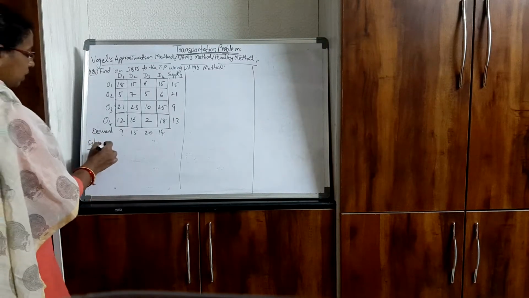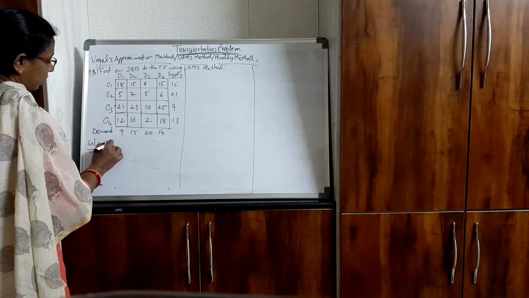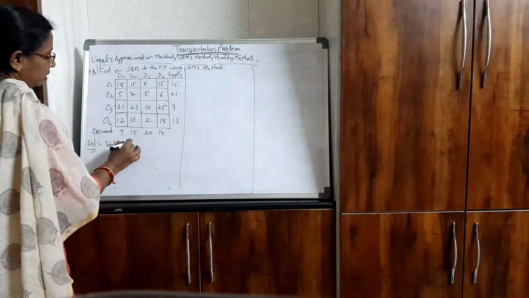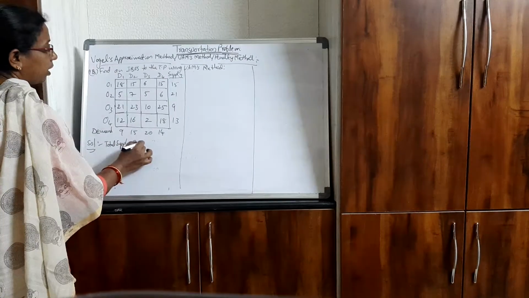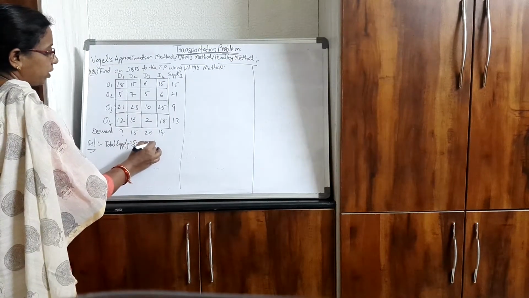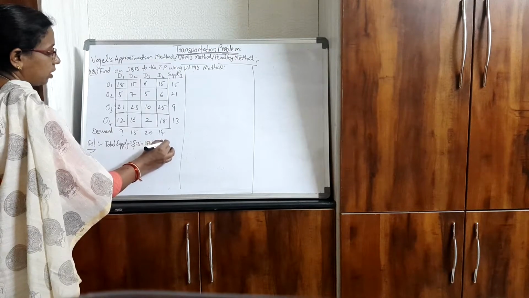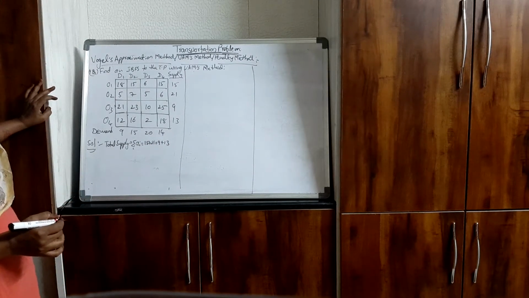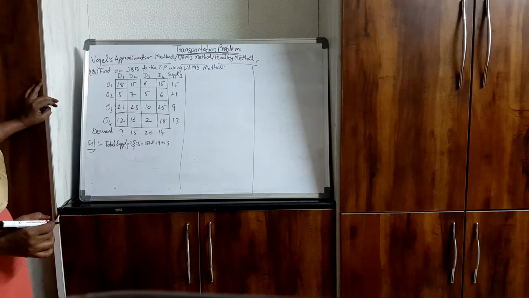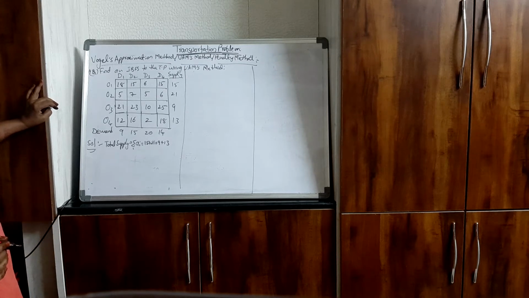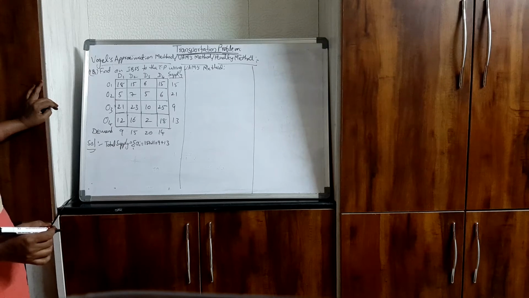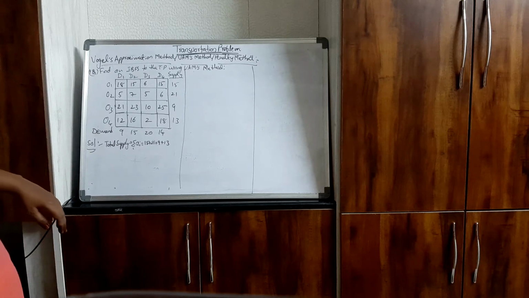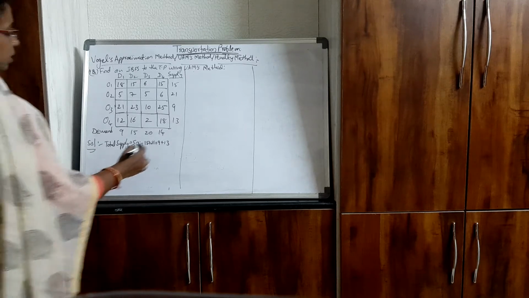As usual, we have to check total supply, which is summation over ai. So 15 plus 21 plus 9 plus 13. 15 plus 21 is 36, 36 plus 9 is 45, 45 plus 13 is 58. So here the total we are getting is 58.